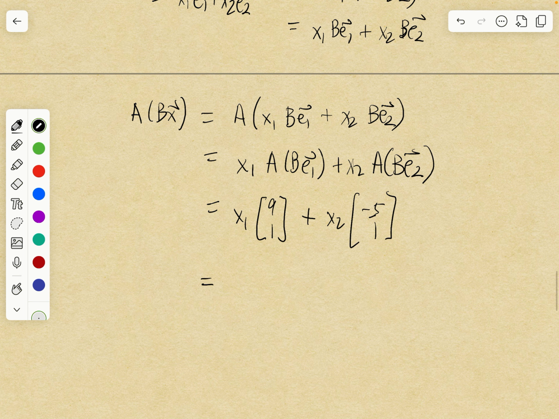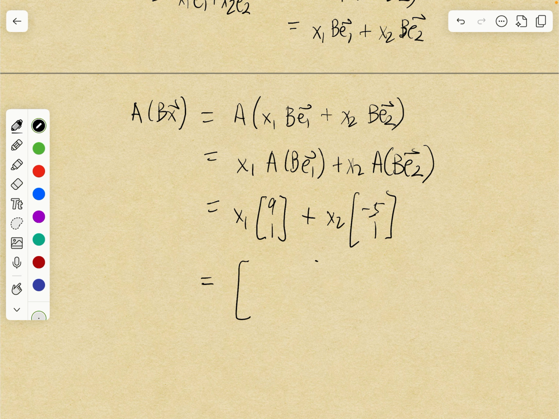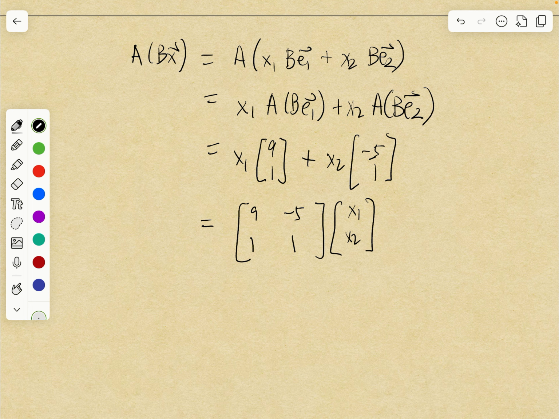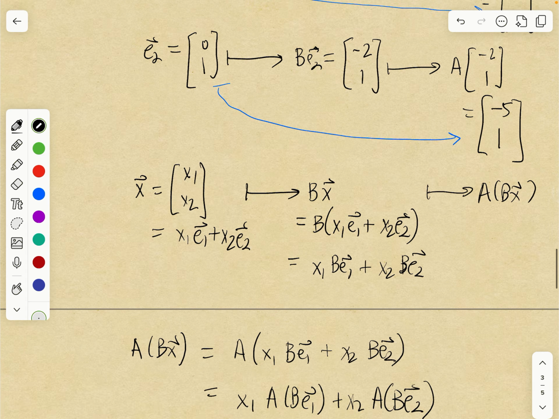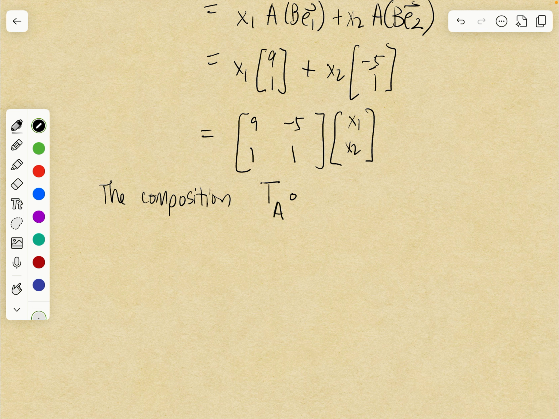Now, what is this? We can write this as a matrix times a vector. We can write this as the matrix with columns (9, 1) and (-5, 1), times the vector (x1, x2). So what we've discovered is that the composition, we did T sub B first, so it's T sub A composed with T sub B, because you do T sub B first, has standard matrix with columns (9, 1) and (-5, 1).